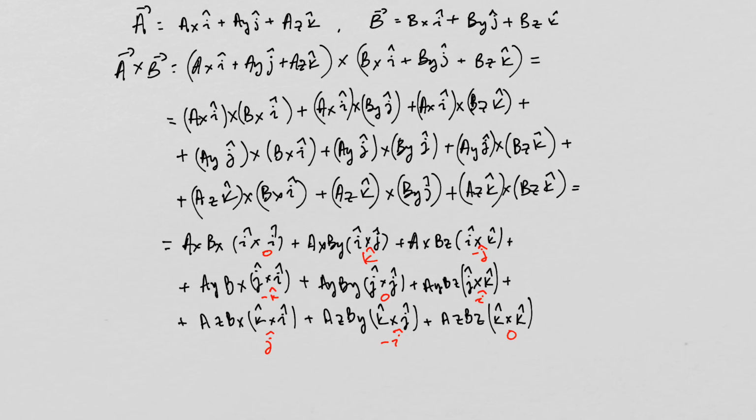So now I have 6 terms left, and 2 terms have the k hat vector, 2 terms have the j hat vector, and 2 terms have the i hat vector. So I'm going to group the terms together.